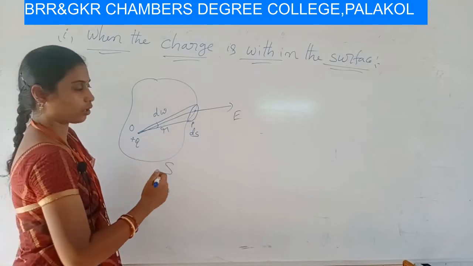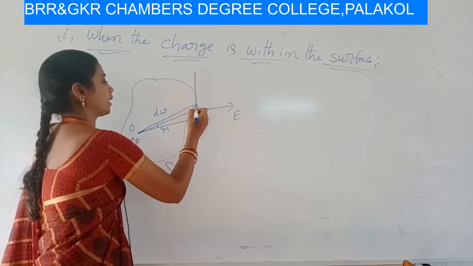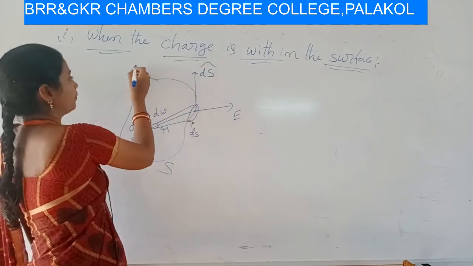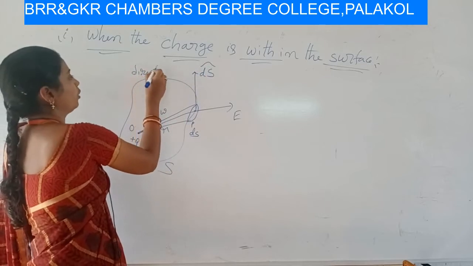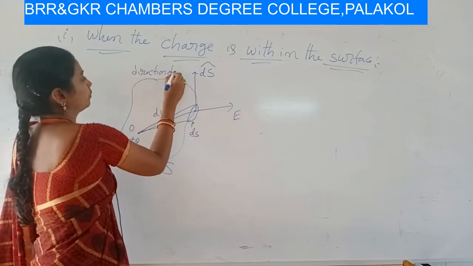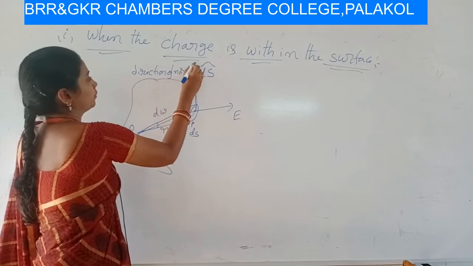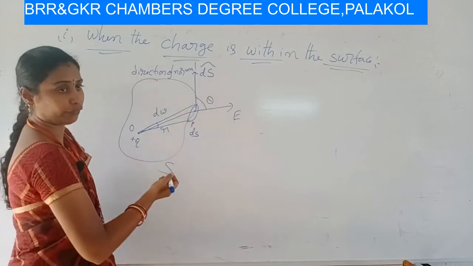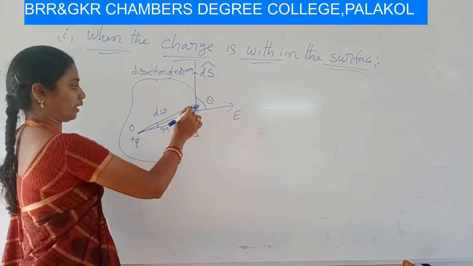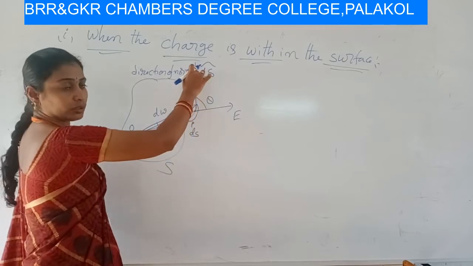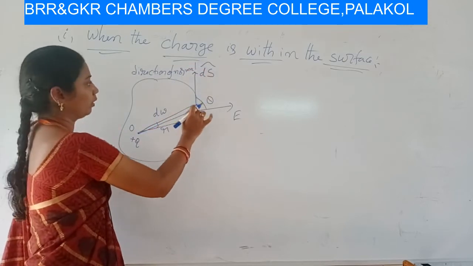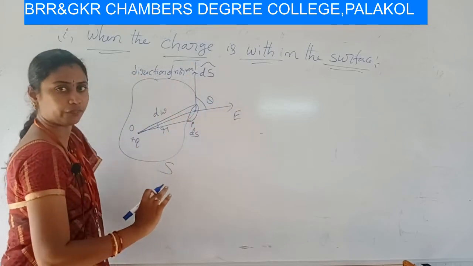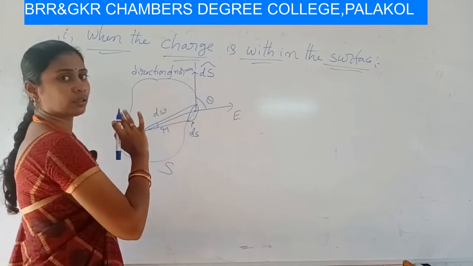Now we draw a normal through this elemental area, as ds cap. This ds cap gives the direction of normal. Okay, this ds cap makes an angle theta with this electric field. Here we consider a normal to this small elemental area which gives the direction of normal, and it makes an angle theta with this electric field. So our assumptions are completed.